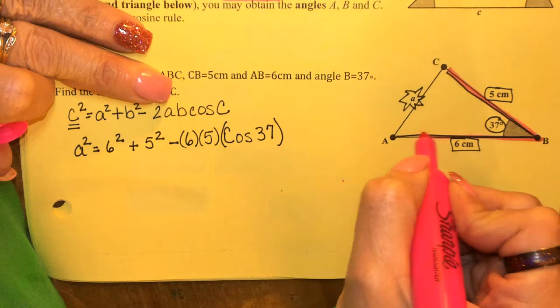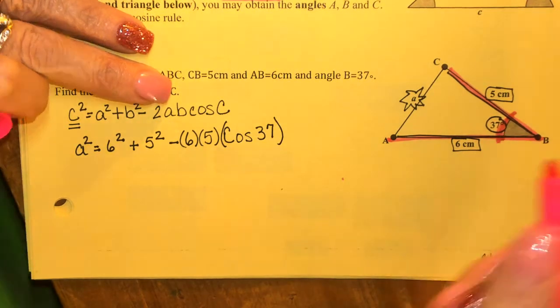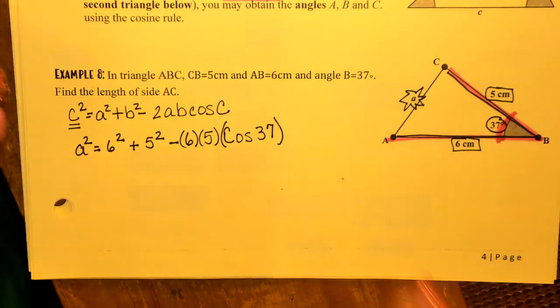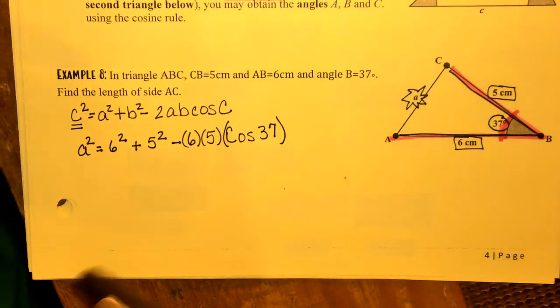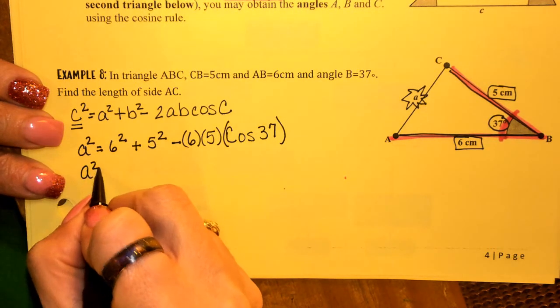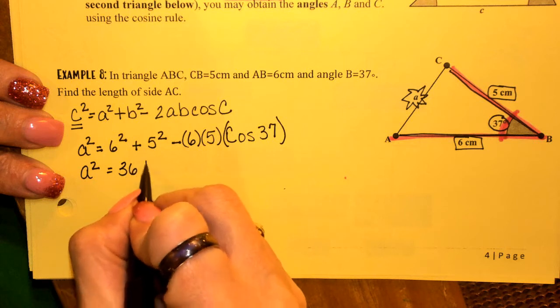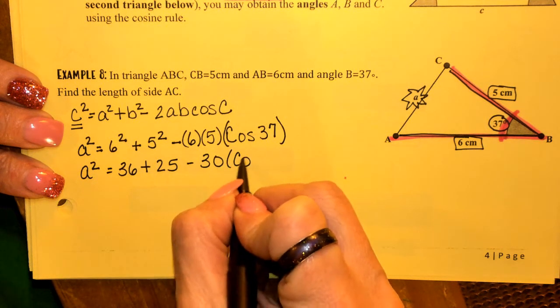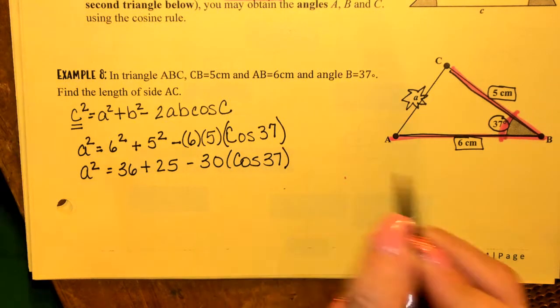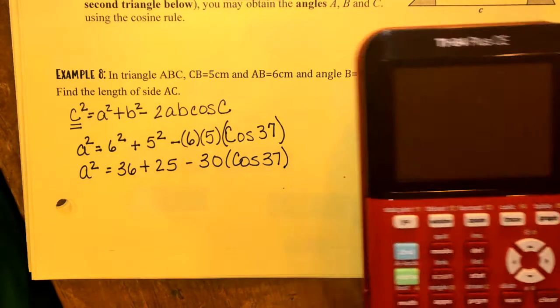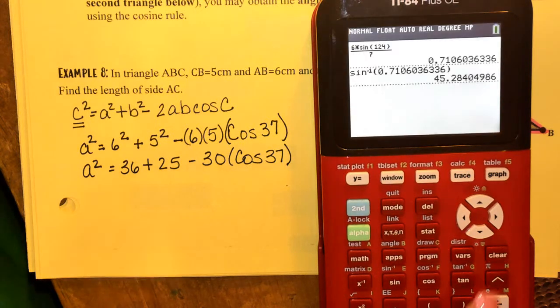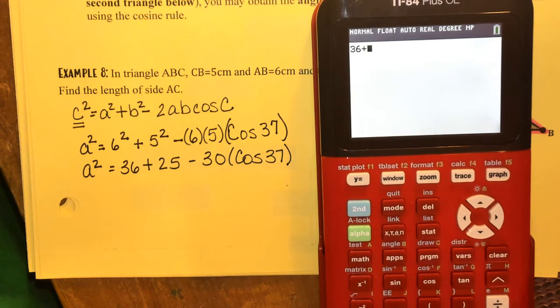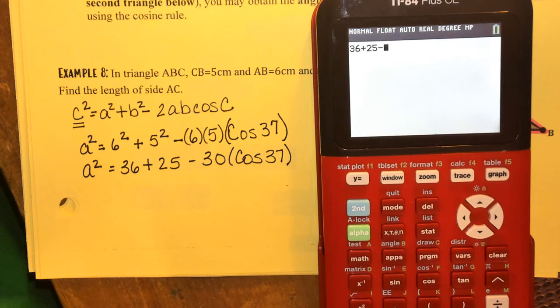That's kind of the big part there, and then this is my angle. All right, so you can see how they're touching. Everything's touching. So here we go. A squared is going to equal 36 plus 25 minus 30 times the cosine of 37. I'm going to get my calculator out and just type that in. Okay, so I'm going to do 36 plus 25 minus 30 cosine 37.